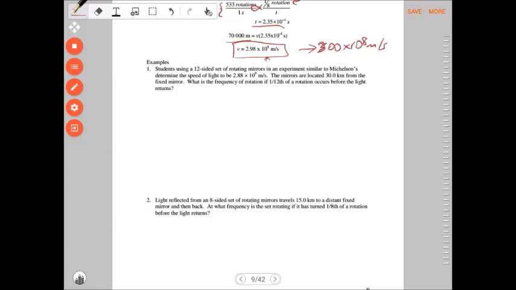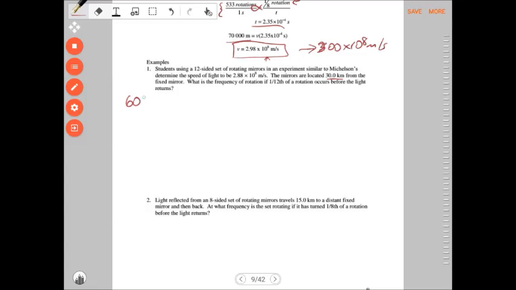Oh, okay, so this is kind of backwards. Instead of finding the speed of light, they gave us this speed of light from their experiment, and they want us to figure out how fast the mirror is spinning. So really what we need to do is figure out time. We are given the distance, 30 kilometers. Now that is to the fixed mirror, so we have to go 30 kilometers back.